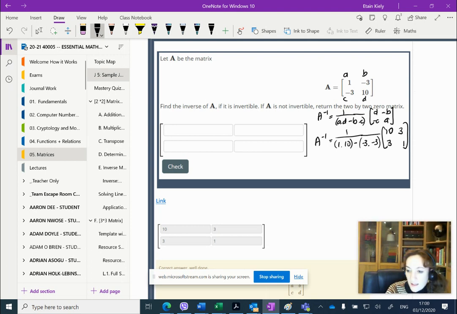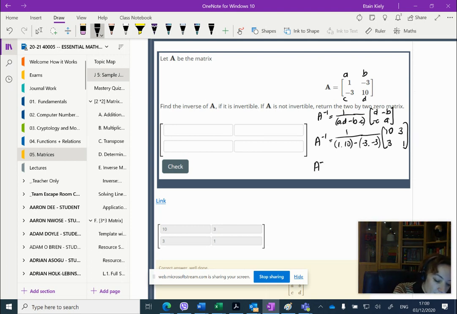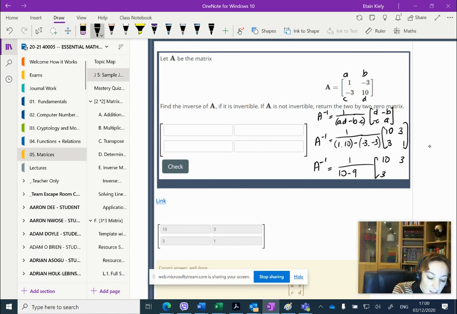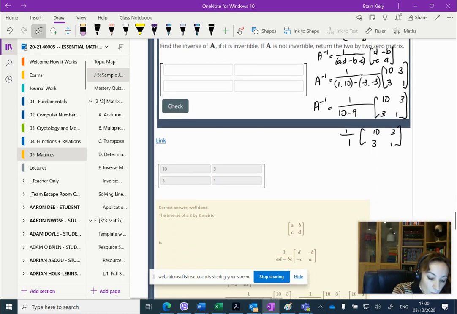If we tidy this up a little bit, we can see that the determinant is going to be 1 over 10 minus, and minus minus will give you plus, so it'll give you 10 minus 9, which is 1. Then we swap these: 10, 3, 3, and 1. So this gives us 1 over 1 times 10, 3, 3, and 1. And remember here, if you're multiplying in by the determinant, anything multiplied by 1 is itself. So your answer is going to be 10, 3, 3, and 1.